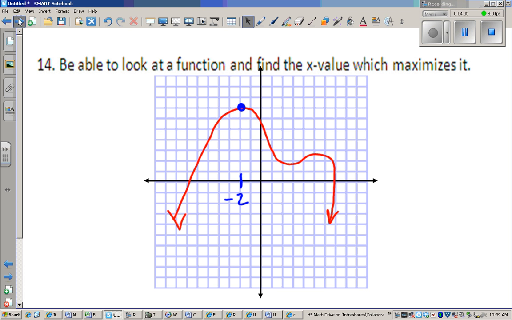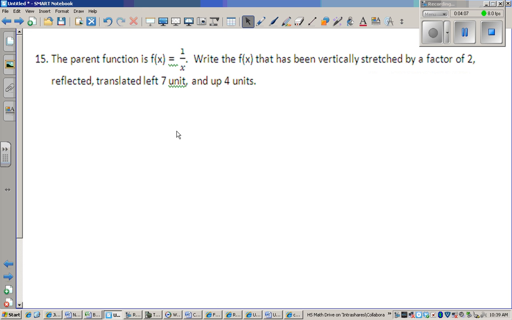Okay, so question number 15. Parent function is y equals 1 over x. So we need to do some things to this function. We're going to follow alphabetical order. Reflect, stretch, translate. So we're going to put in our reflection first. That gives me, just put in a negative. It will flip that function appropriately.